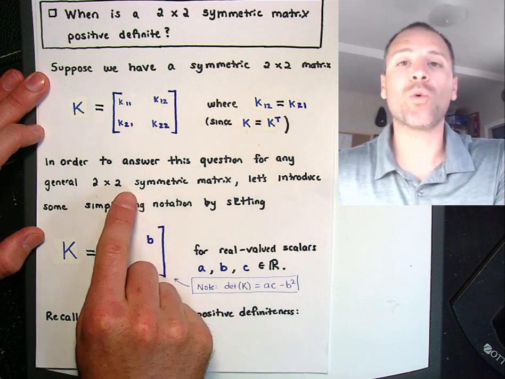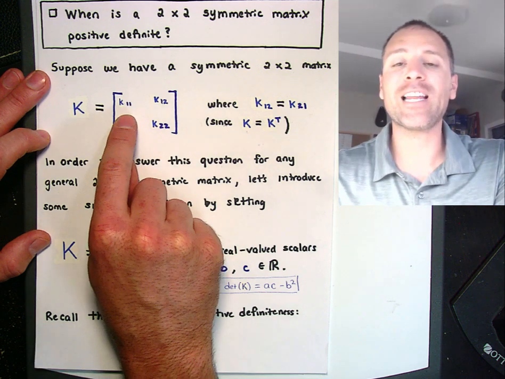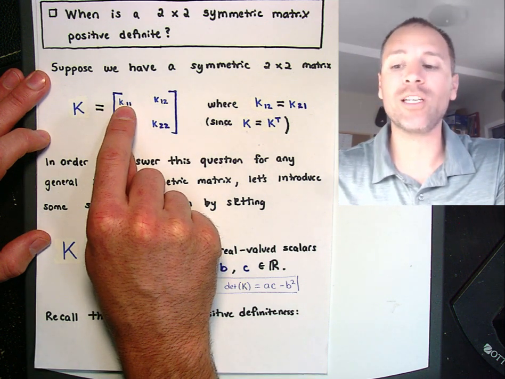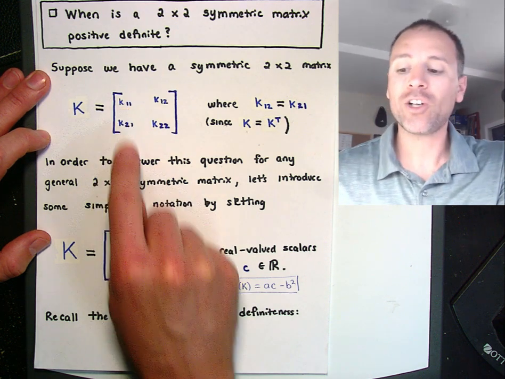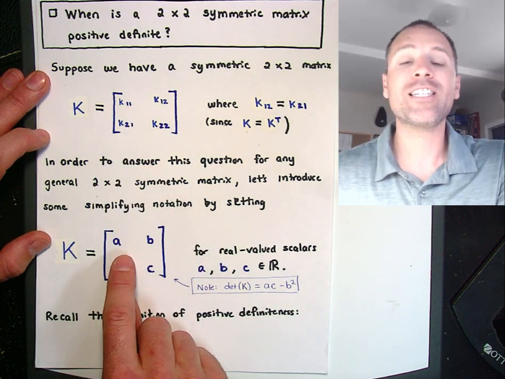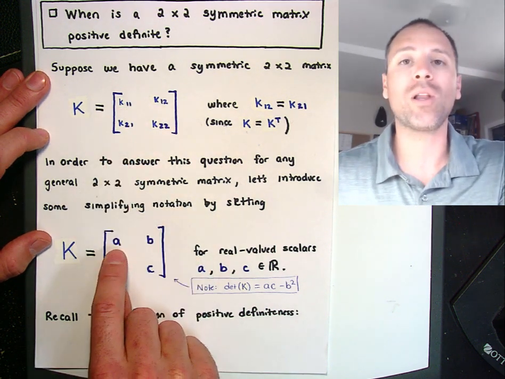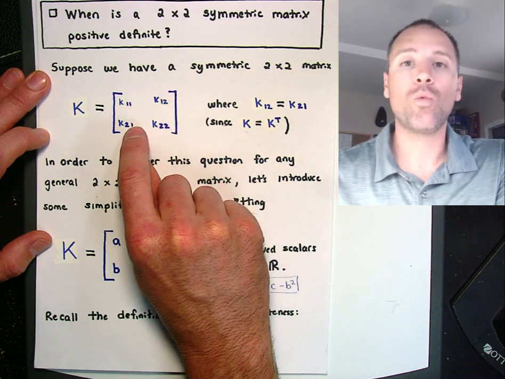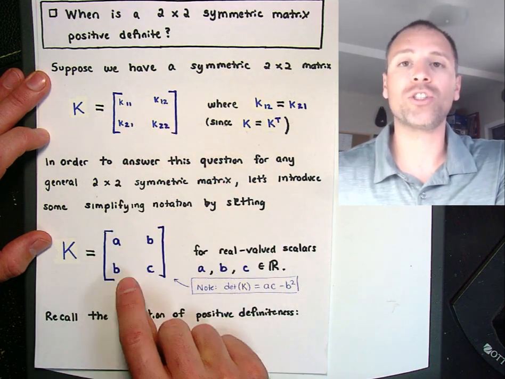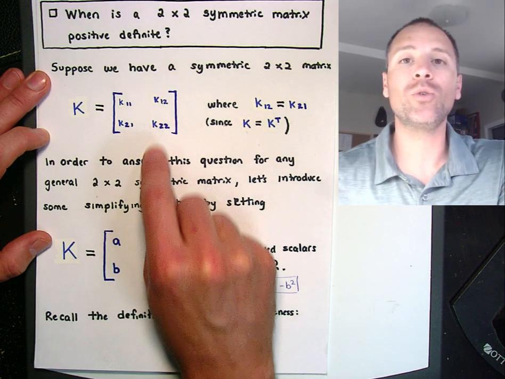To answer this question, we're going to introduce some simplifying notation. Specifically, instead of referring to the entries using the standard entry notation, let's introduce simplifying notation. We'll say that the entry 1, 1 we'll call letter A. Entry 1, 2 and 2, 1, because they're identical, we'll just call both of those B. And we'll call entry 2, 2 C.